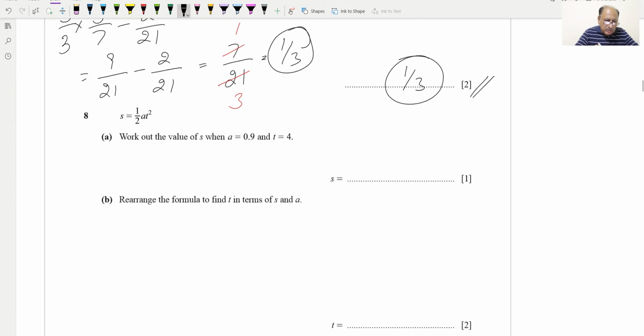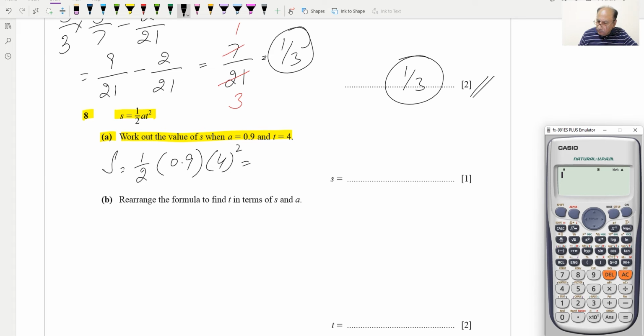Now question number 8, and question number 8 says an equation is given: s is equal to half a t squared. A part, work out the value of s when a is given and t is given. So we'll be substituting in the values. s will be equal to 1 by 2, the a value is 0.9, and the t value is 4, so 4 squared. This will be calculated as 1 by 2 or 0.5 multiplied by 0.9 multiplied by 4 squared, and this will be equal to 36 over 5.